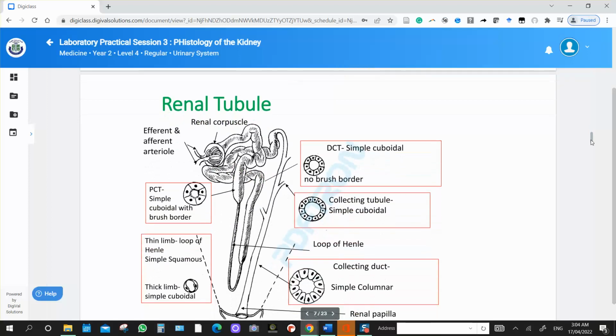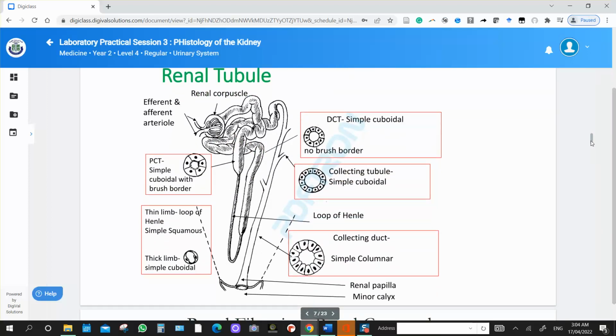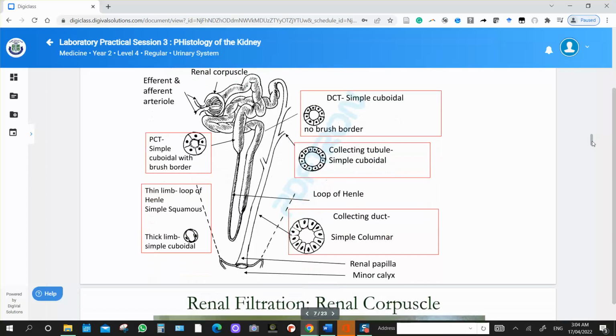Okay, moving on, different parts of the renal tubule and the epithelium you should see here. So you have the PCT, it is lined by simple cuboidal epithelium with brush border. The DCT is simple cuboidal without brush border. The loop of Henle thin limb is simple squamous, whereas the thick limb of the loop of Henle is simple cuboidal epithelium. Then the collecting tubule has simple cuboidal epithelium, whereas the collecting duct has simple columnar epithelium.